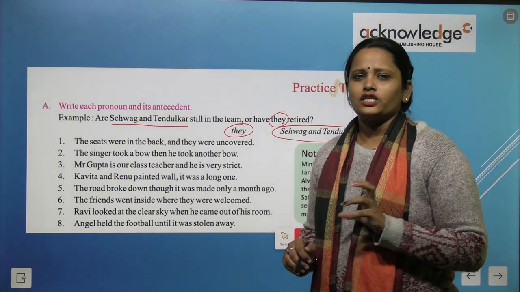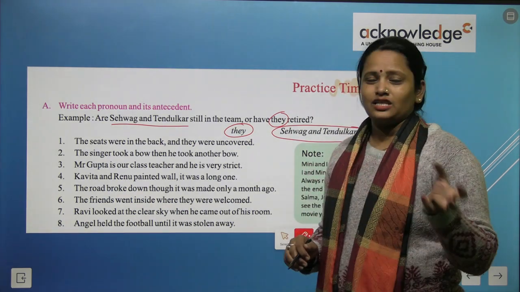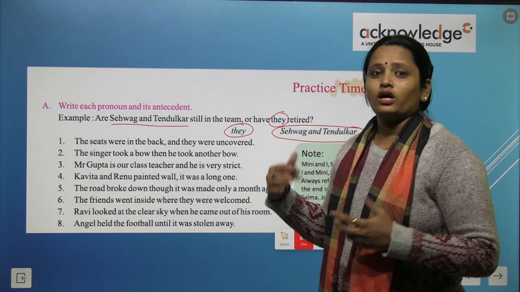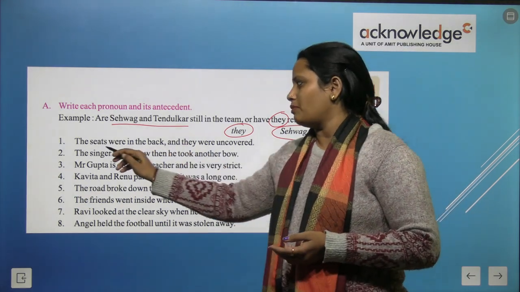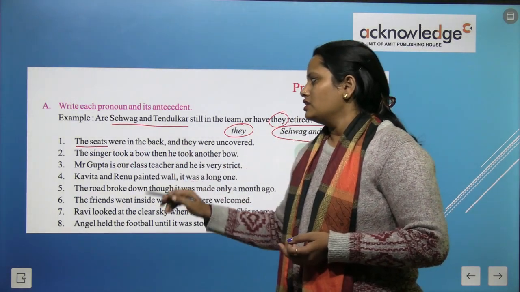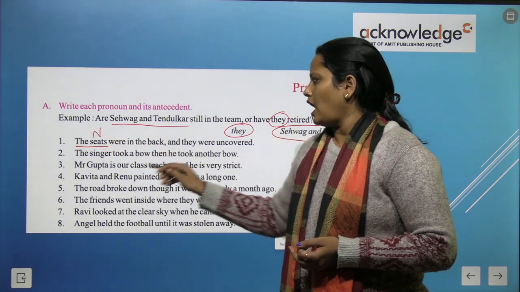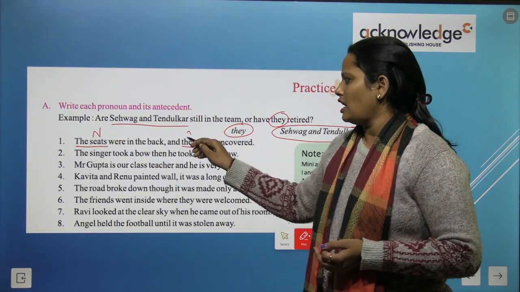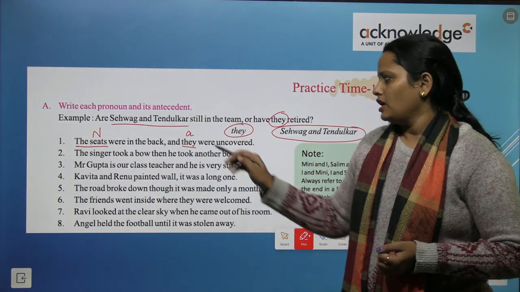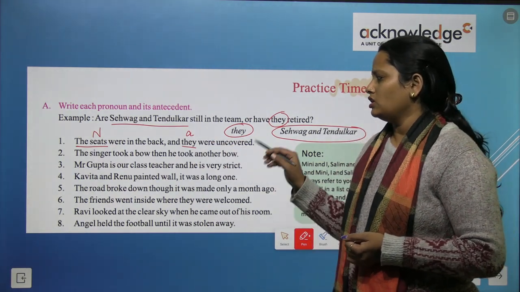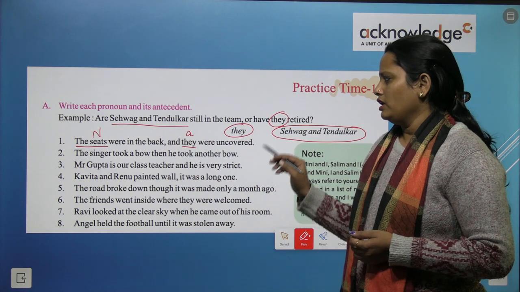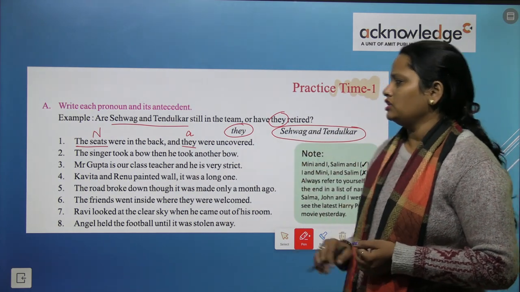अब यहाँ पे इस सेंटेंस को हम पढ़ रहे हैं तो हमें पता चल रहा है कि सीट जो पीछे थे और वो कवर्ड थे. तो कौन कवर्ड थे? सीट. तो यहाँ पे सीट्स की बात हो रही है. सीट्स इज द नाउन and they is the antecedent. Again, the noun took, the singer took a bow, then he took another bow.